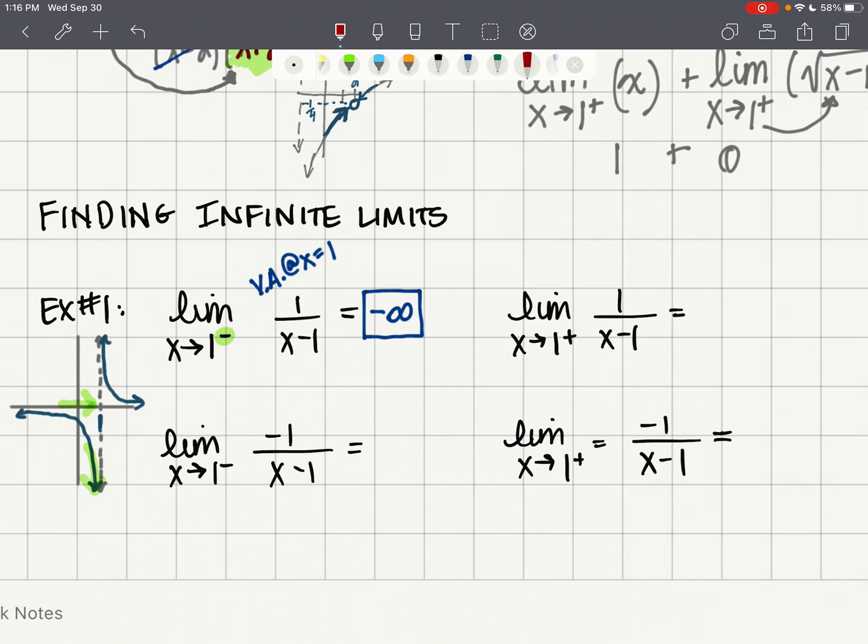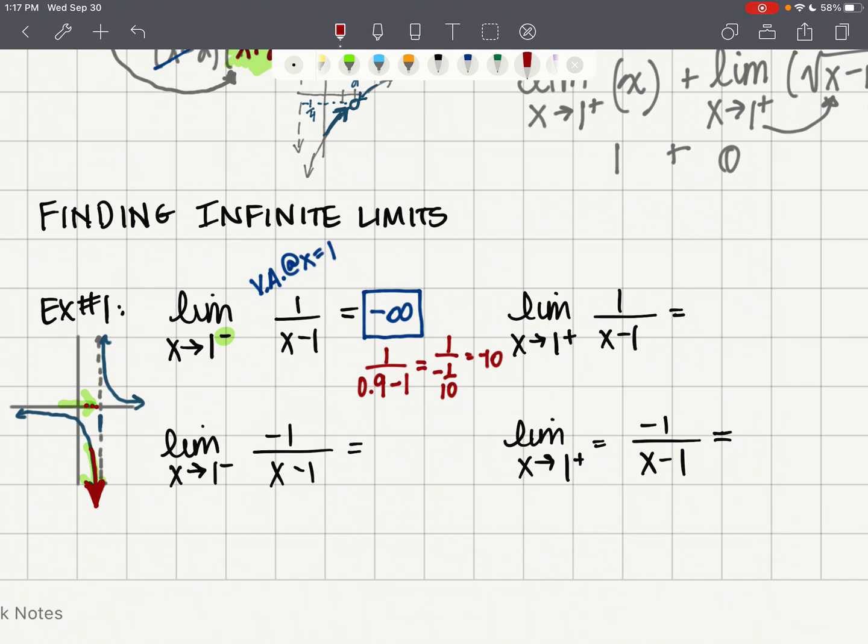So if we put a value to the left of 1, let's say 0.9, that's going to tell us what's happening at that vertical asymptote of x equals 1. So that would be 1 over negative 1/10, and 1 divided by negative 1/10 is negative 10. And if I got even closer, maybe said 0.99, I would have 1 over negative 1 over 100, and then that would be negative 100. So the closer we get to 1, the larger our value gets in the negative direction.